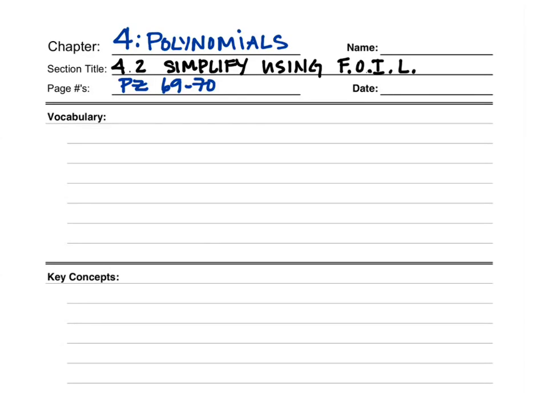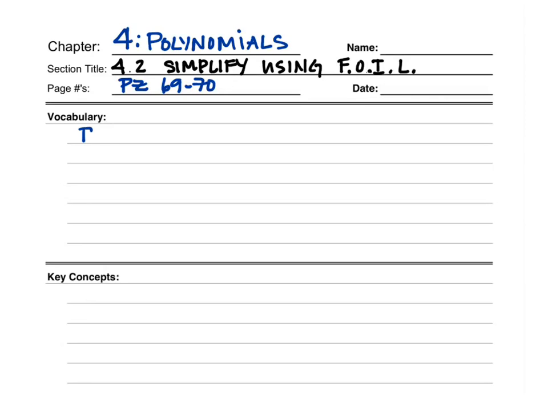Welcome back. We're on Unit 4. We're working with polynomials. The section title we're talking about in this video is 4.2, Simplifying Using FOIL. We actually use FOIL as an acronym, so please put F.O.I.L. Okay, the pizzazz pages that will work here are those of 69 through 70. And we're going to start right into some vocab.